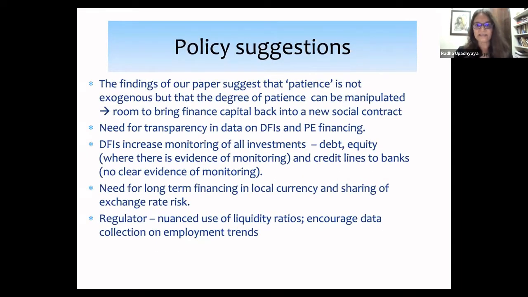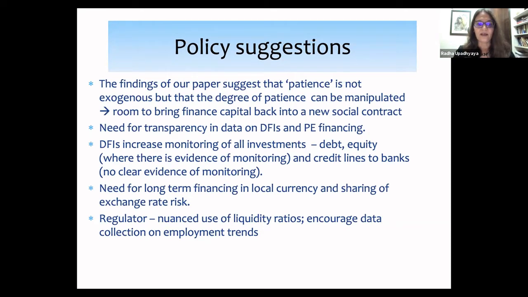We have a few policy suggestions, and so our findings in our paper suggest that patience is not exogenous, but that the degree of patience can be manipulated, which allows for room to bring finance capital back into the new social contract. We would particularly argue for the need for transparency in data on DFIs and PE funding. I just assumed when I started this that there would be some web page that would have all the DFI lending to firms in Kenya, DFI lines of credit to banks, and DFI lending to PE funds, but it's not there.